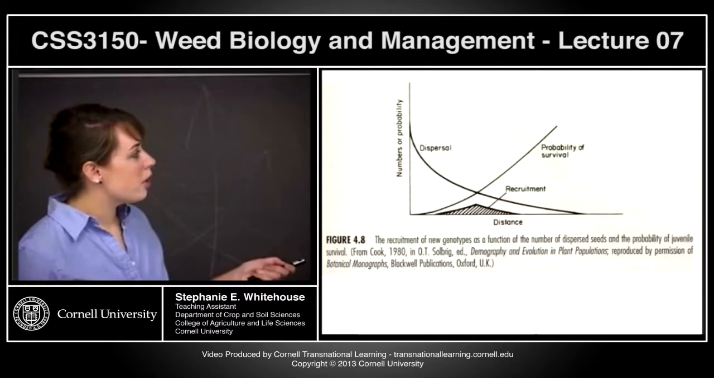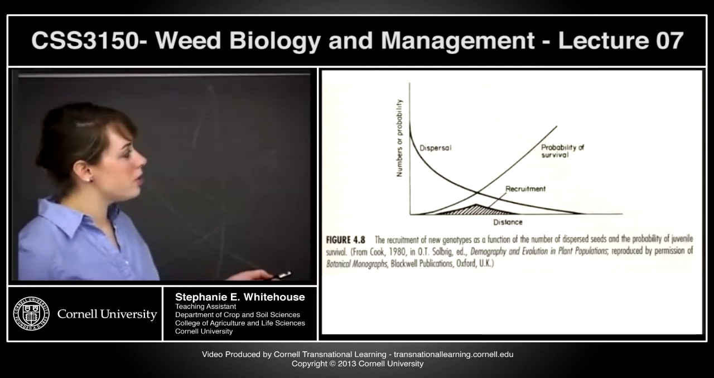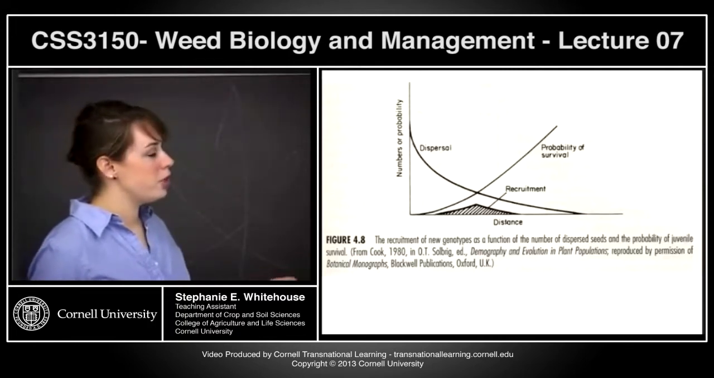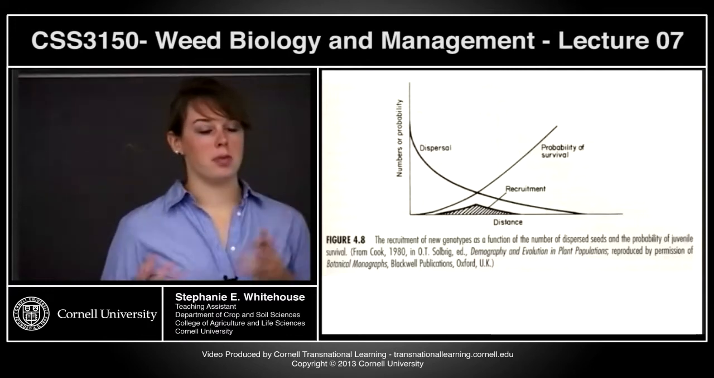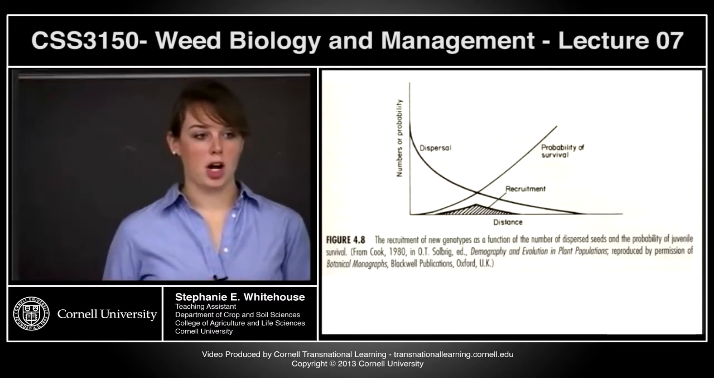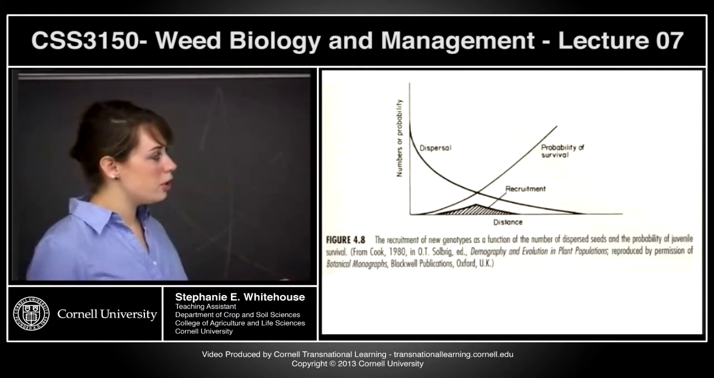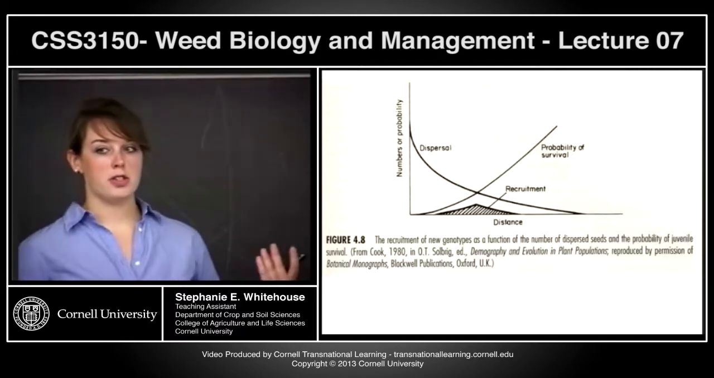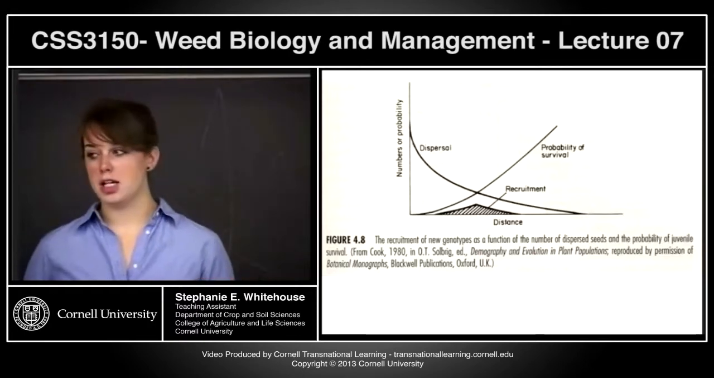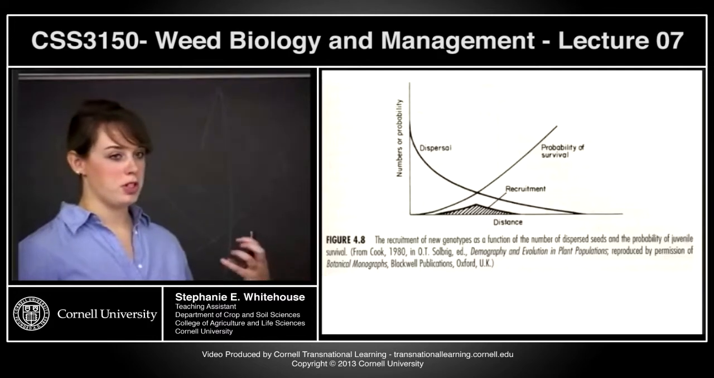Where the dispersal curve and the probability of survival curve cross is the point, or the distance, at which it is most probable for you to get recruitment of new genes, or basically the area where you're most probable to be colonizing. So at this certain distance, depending upon the species, is most probably where you're going to have the greatest number of new colonies established, as well as the highest probability of gaining new genes from other plants or other members of your population of the same species.